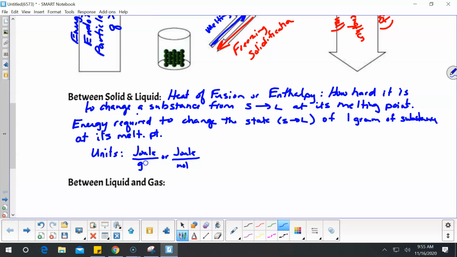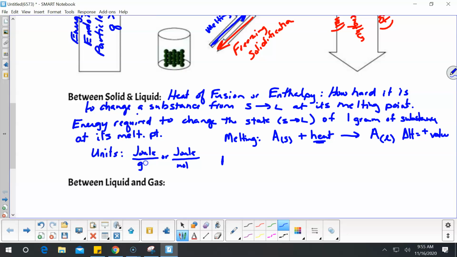So if we were looking at something that was melting, I want to write the equation for this. If I had a substance A, it's going to start out as a solid, I'm going to have to add heat to it, and then it would become substance A that is a liquid. The change in H for this would be a positive value, and the reason why is because I'm adding heat in.